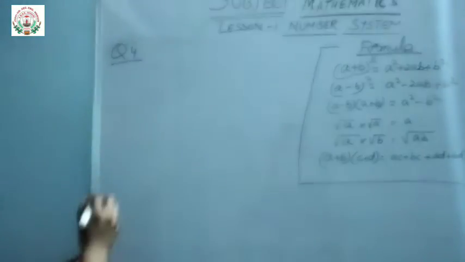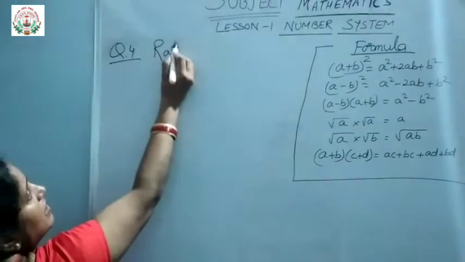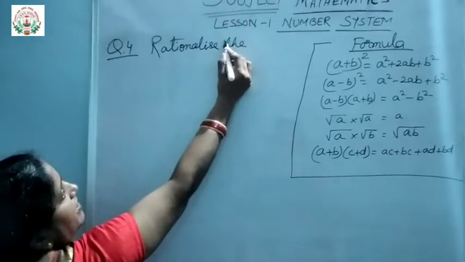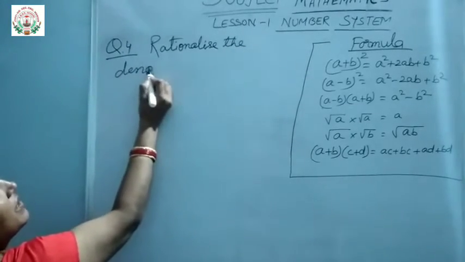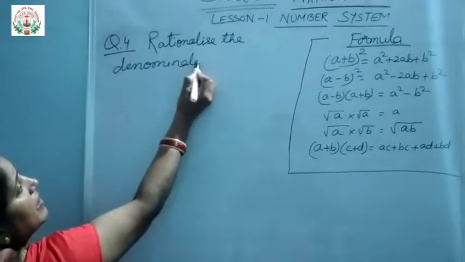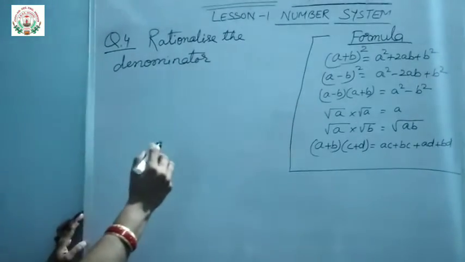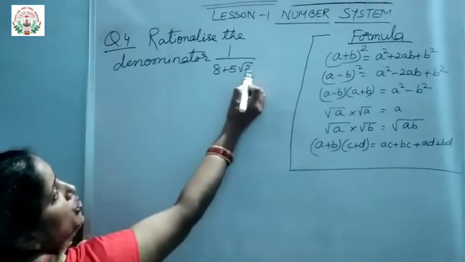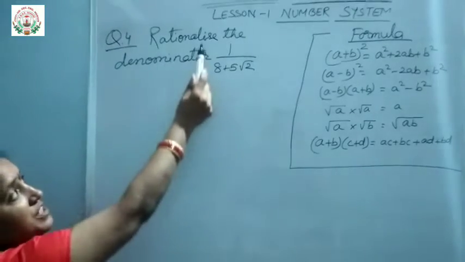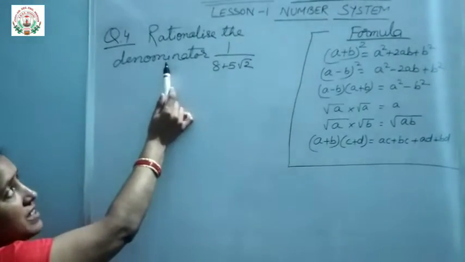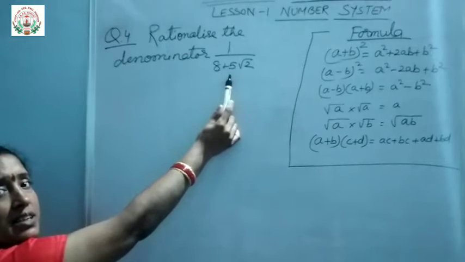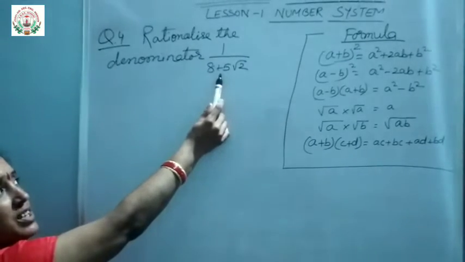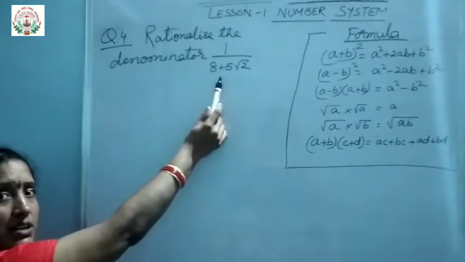Question number 4. Rationalize the denominator of 1 upon 8 plus 5 root 2. Okay, so now rationalize the denominator. You can see the question says rationalize the denominator. That means the denominator is an irrational number, so you have to rationalize this and bring it into a rational number.